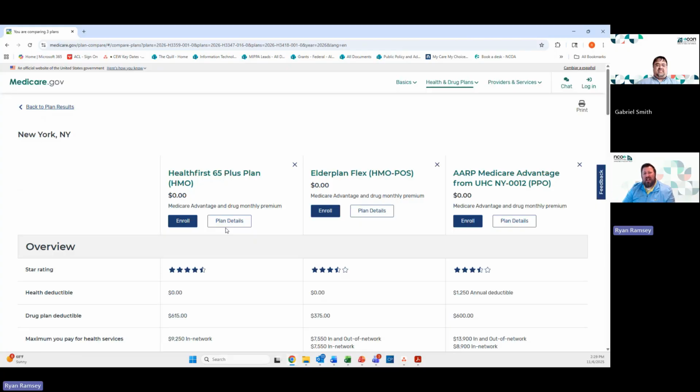Is it going to cover everything I need? Are all my doctors and hospitals in network? Then what is the cost going to look like? And then I would look at the star ratings to see what has been the experience of others, and how do I value what the feedback on this plan is. And we'll show you some of that here shortly as well.